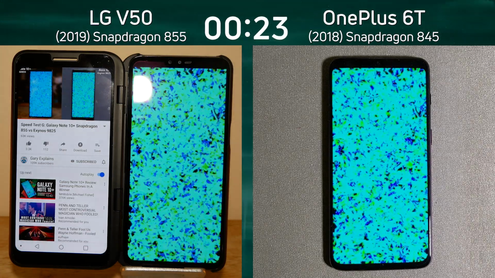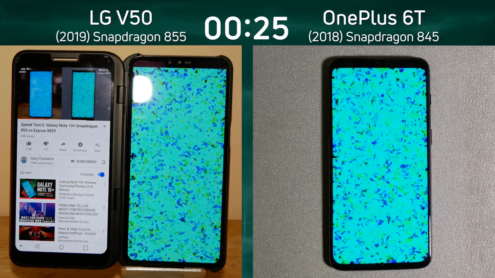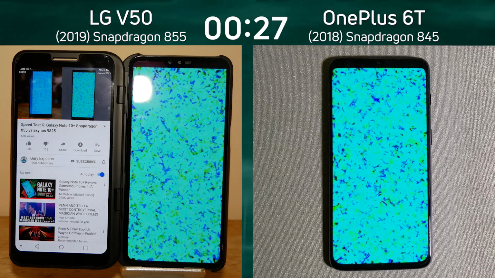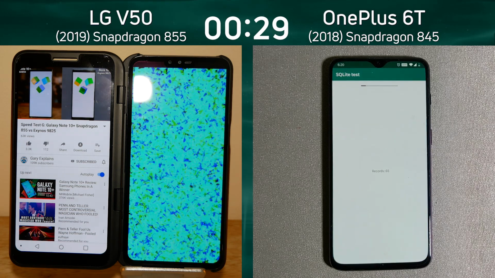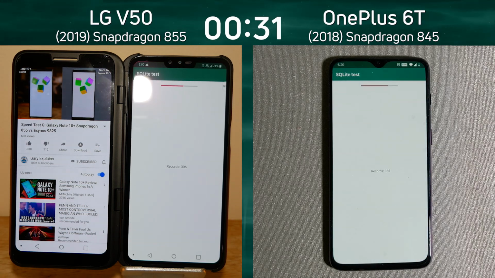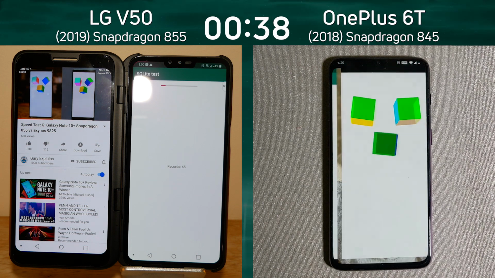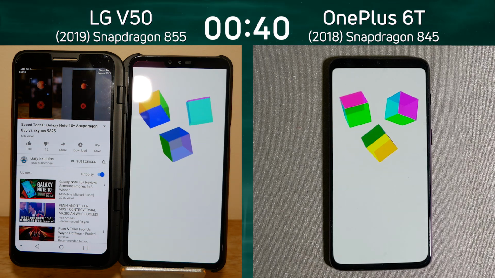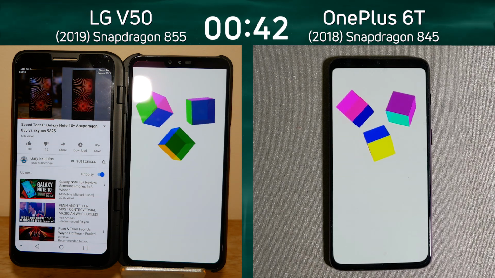And as I said that, we've gone into the bloom test, and the OnePlus 6T has a very, very minor lead over the LG V50 with its one screen, but its Snapdragon 845 is the first into the SQLite test. Not particularly fast. Neither device is particularly fast. In fact, they're both pretty much the same. Yes, a quick lead there still by the OnePlus 6T as it was the first into the 3D Cube.